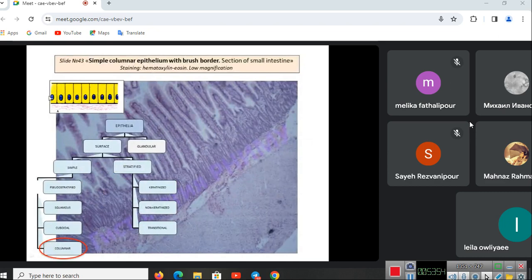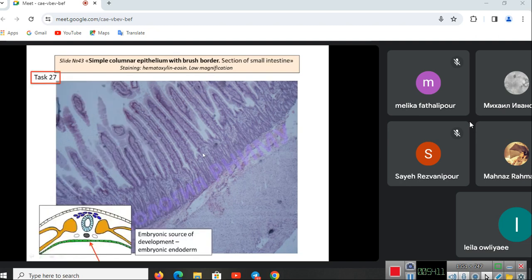So we see here columnar, simple epithelium with brush border. It is columnar because the cells are elongated with elongated cell nuclei. So this is the type of surface epithelium, surface simple columnar epithelium. Embryonic source of development is embryonic endoderm, which is shown here with green color.